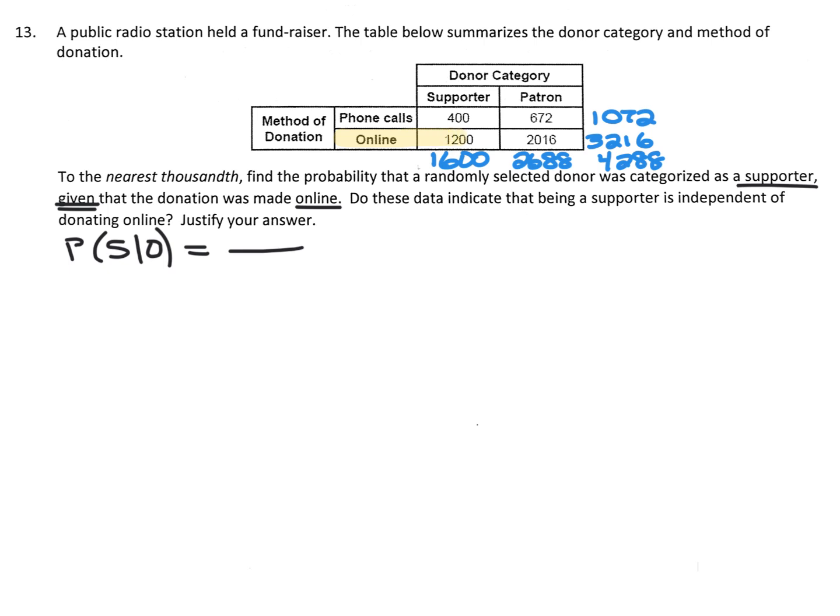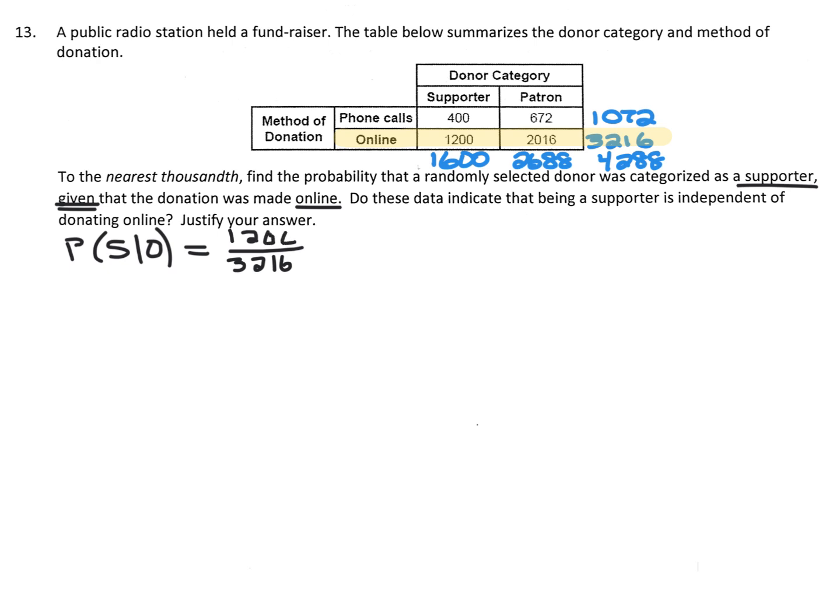This right here is the only numbers we're going to be using. So the total number of people who made online donations was right here, 3,216. So that has to be our denominator. Now, out of those 3,216 people, we want to know how many of them are supporters. So out of these people, 1,200 of them are supporters.